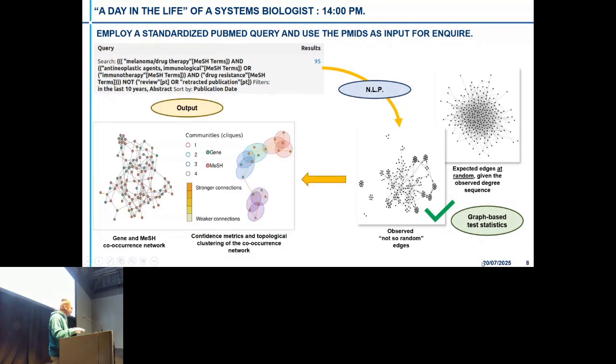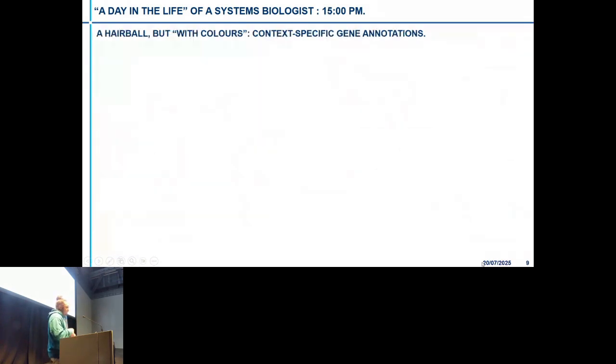And the vanilla output that you get by default is a gene and mesh co-occurrence network, and we will use both of these entities to infer and characterize our case study of interest because we have available confidence metrics and topological clusterings to do further analysis with that. And the time is quite realistic, it's truly fast, and in about an hour, for example, I could try to annotate this gene mesh network that I obtained.